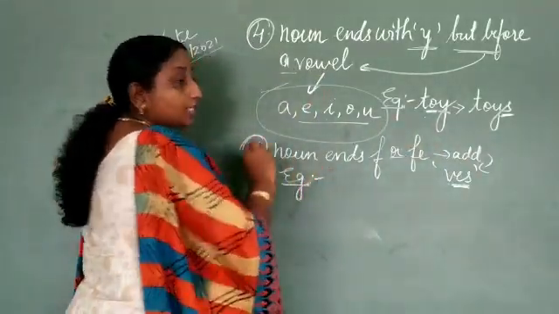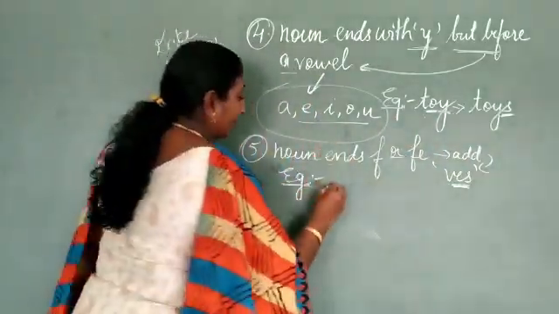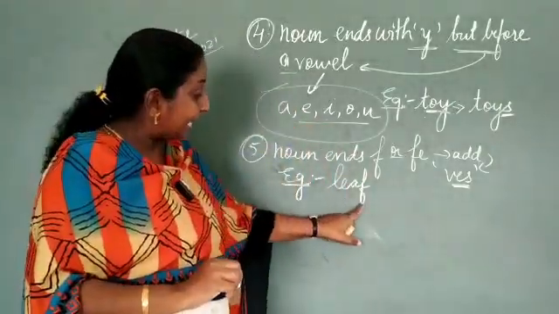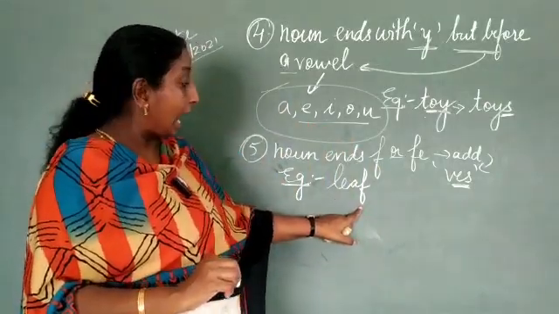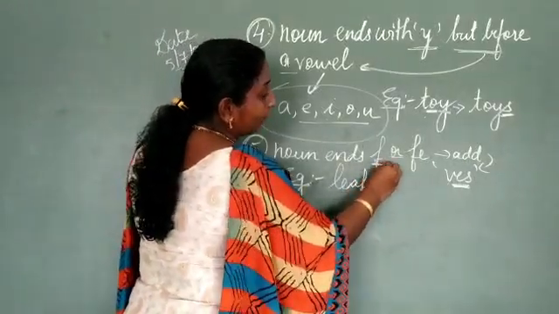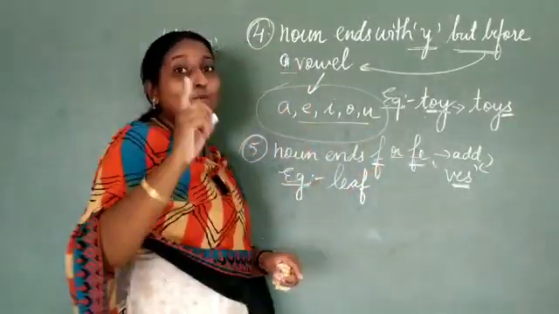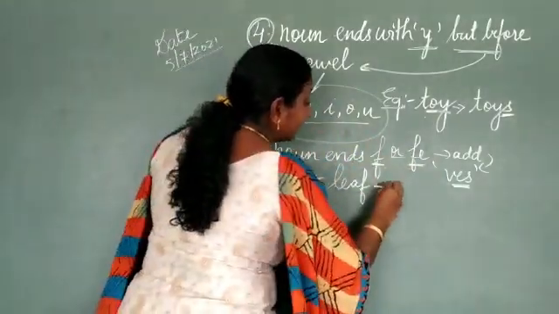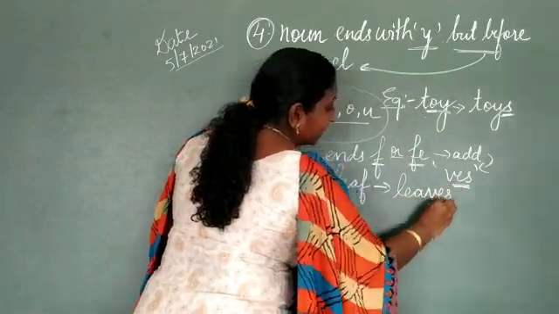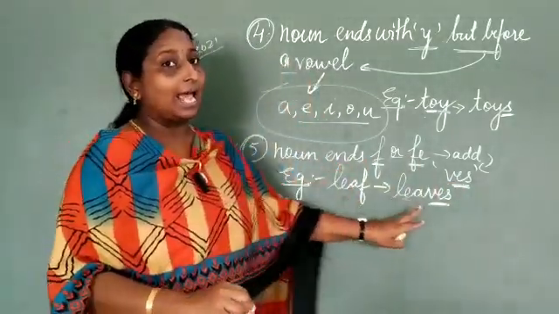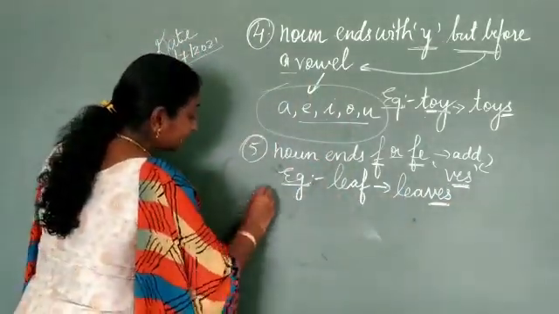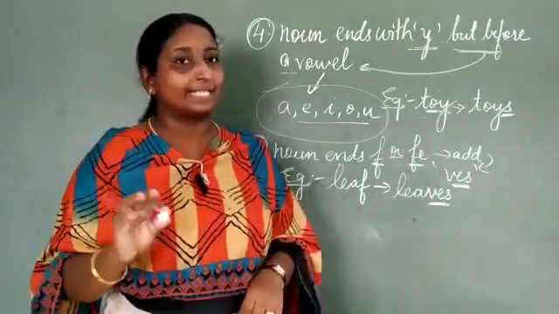I will just give you an example, children. Just look here. Suppose a word is leaf, L-E-A-F. This is a singular noun and ends with F. I have to make it plural. So as I have told, the noun that ends with F or F-E, if I have to make it a plural noun, I will be adding L-E-A-V-E-S. See, this will come. This is a singular noun and this is a plural noun. Understood? Now moving to the sixth point of your textbook itself.